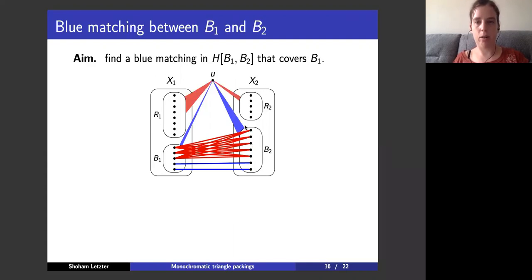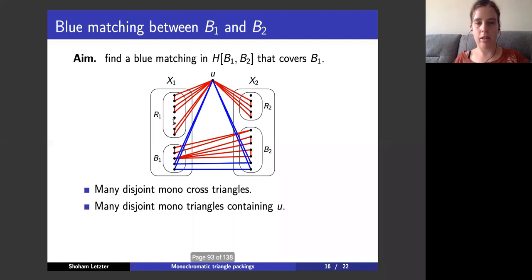Now, again, because X1 and X2 are sparse, I can find a biggish red matching here and biggish red matching here. So I put them together. And in total, this gives me quite a few monochromatic cross triangles. And moreover, again, this bit is sparse and this bit is sparse, so they will both have largish red matchings. And so putting this together with U, we find that there are many disjoint monochromatic triangles that contain U.